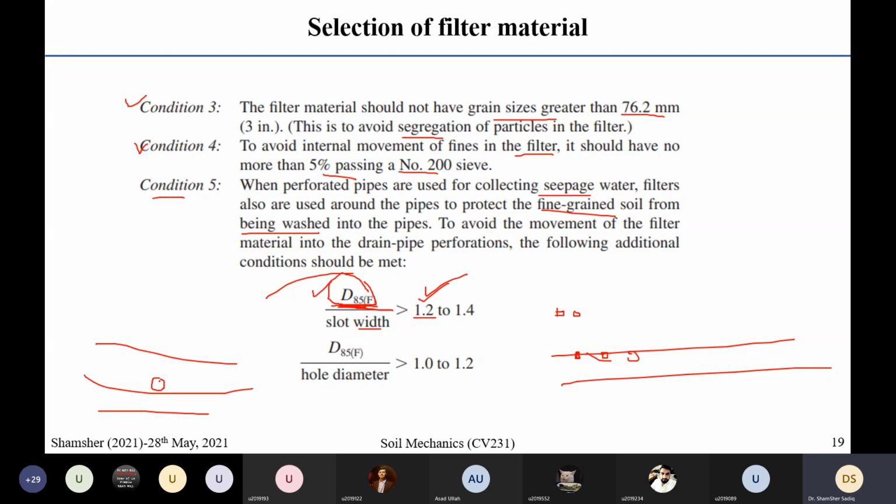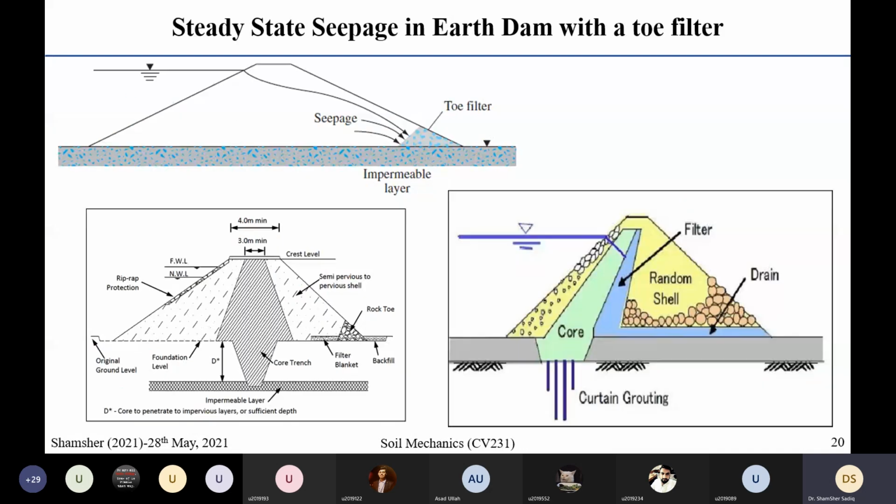You also have an idea about the PSD curve. You know what is the effective size diameter, D10, D85, D55, D65. So these everythings are known to you. These are one of few examples.